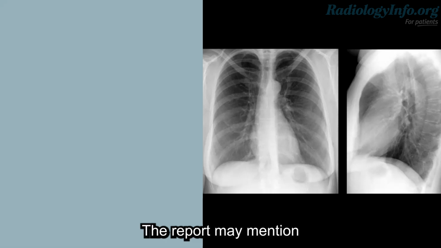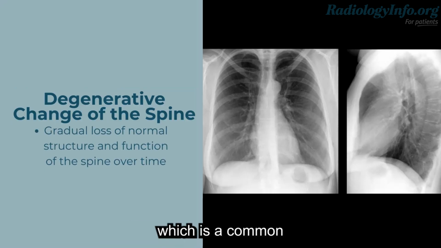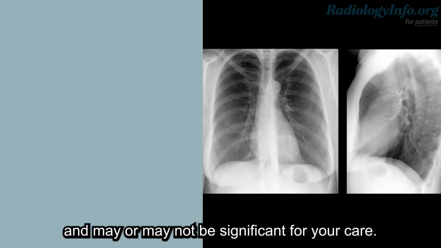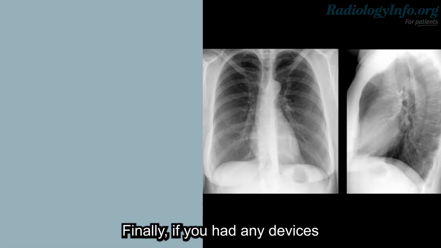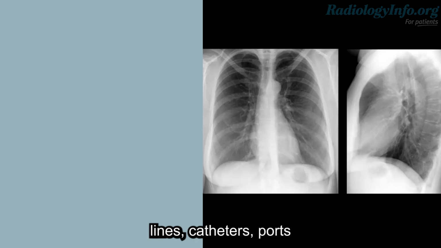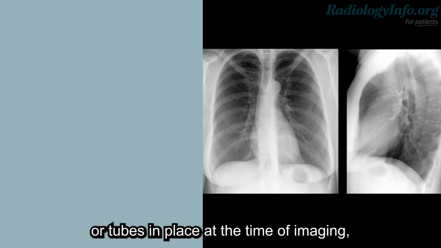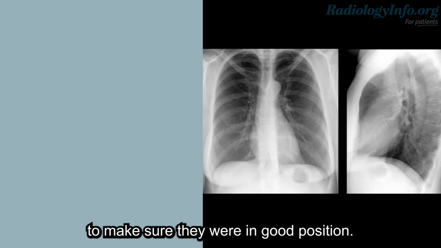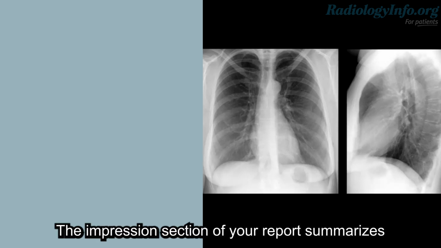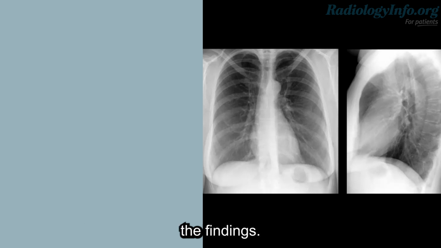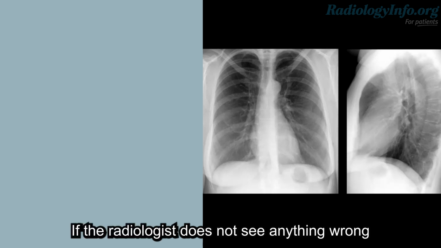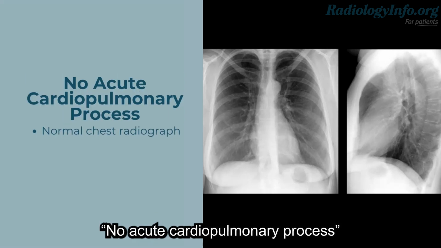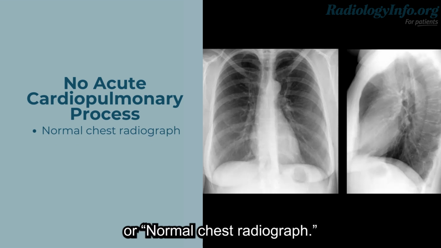The report may mention degenerative change of the spine, which is a common finding as people age and may or may not be significant for your care. Finally, if you had any devices such as a pacemaker, lines, catheters, ports, or tubes in place at the time of imaging, the radiologist will comment on their placement to make sure they were in good position. The impression section of your report summarizes the findings. If the radiologist does not see anything wrong, it may say, no acute cardiopulmonary process or normal chest radiograph.